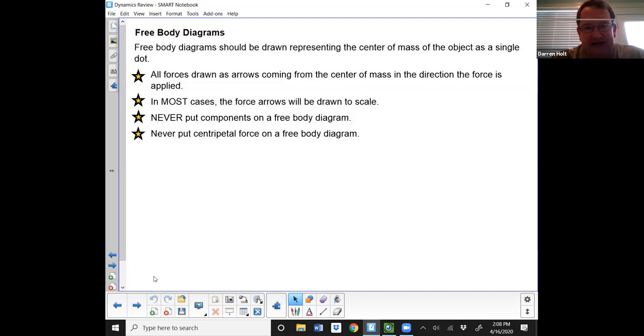In most cases, the force arrows would be drawn to scale. In other words, they should represent their magnitude, right? If force B is twice the number of newtons as force A, it should be drawn twice as long, right? Never put components on a free body diagram, and never put centripetal force on a free body diagram, right? So these are general rules for free body diagrams.